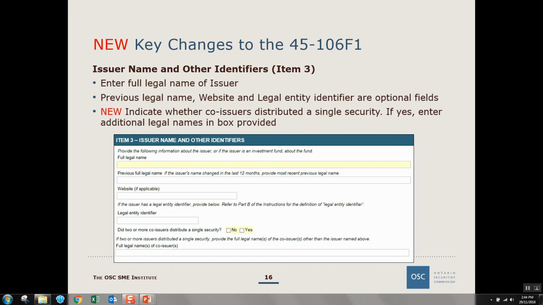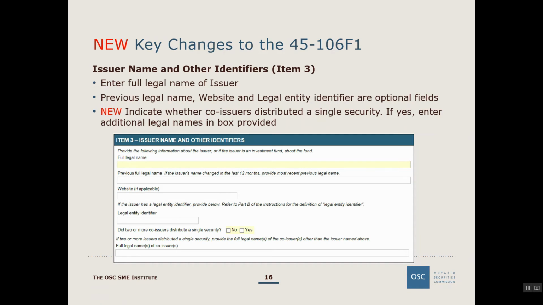We ask that filers record the issuer's full legal name at Item 3, including complete suffixes such as incorporated, limited, or corporation as applicable. All filers must indicate whether the filing involves a co-issuer. So if two or more issuers distributed a single security, provide the full legal names of the co-issuers other than the issuer that was named above. In most cases, though, simply select No and proceed to the next item.